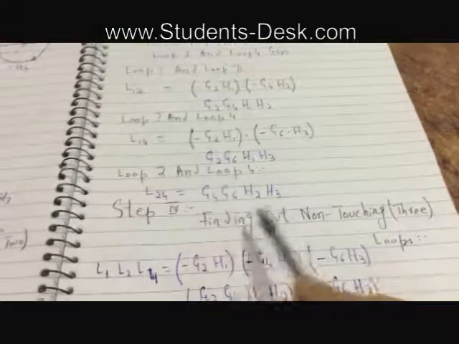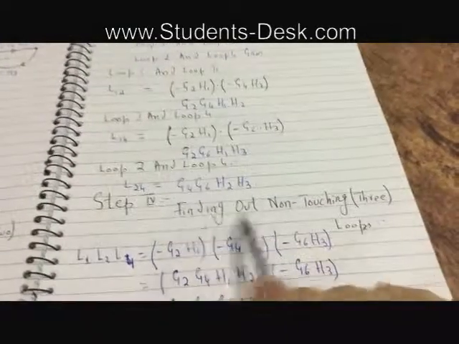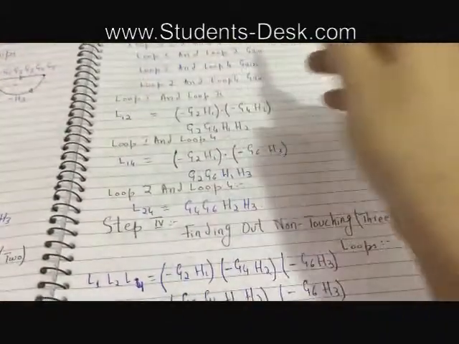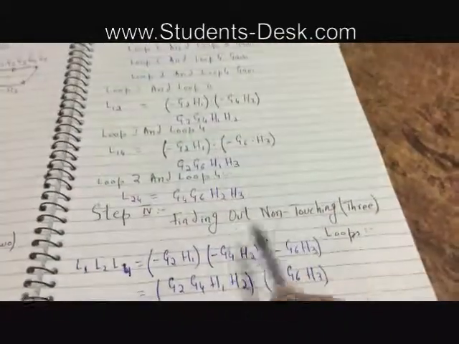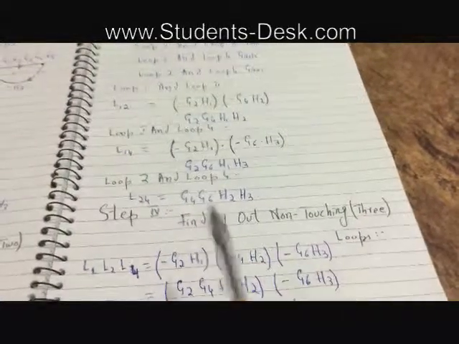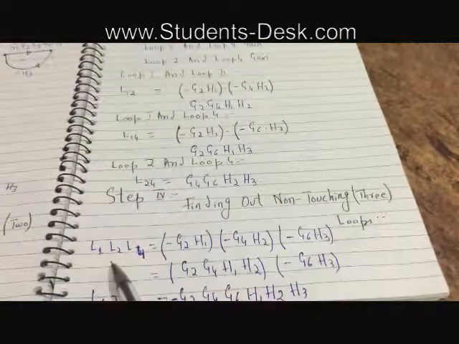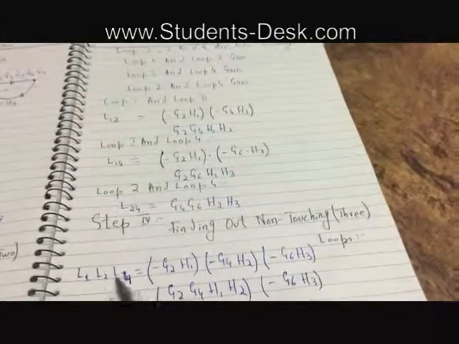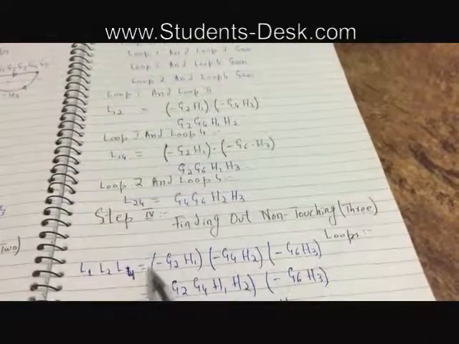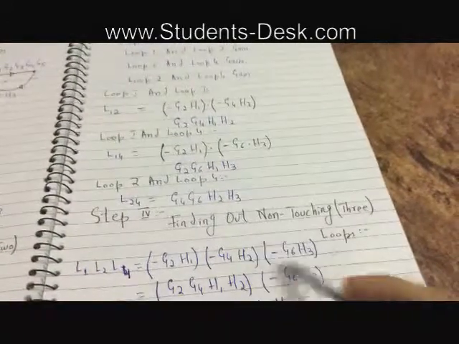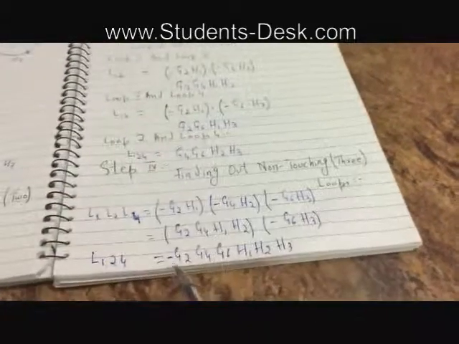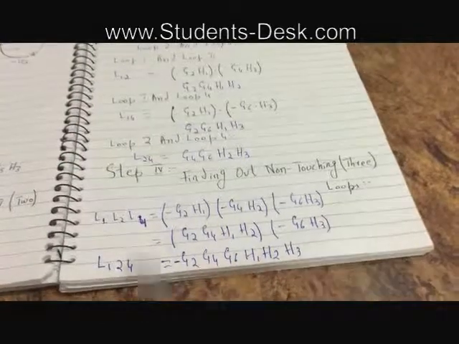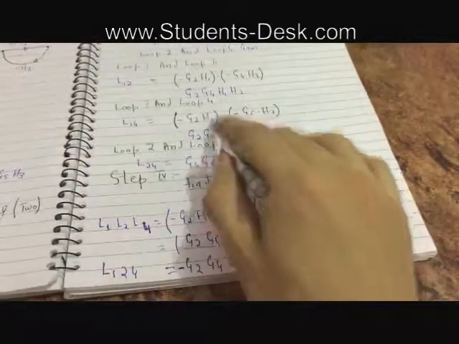Now step 4 is finding non-touching loops, but three loops this time. Previously we found two non-touching loops. Now we have to find three non-touching loops. Simply loop 1, loop 2, and loop 4, because we only have these 3 loops which are non-touching. You place loop 1 gain, loop 2 gain, and loop 4 gain and simplify, and you will get minus G2, G4, G6, H1, H2, H3. This is the loop gain of three non-touching loops. The previous are the loop gains of two non-touching loops.